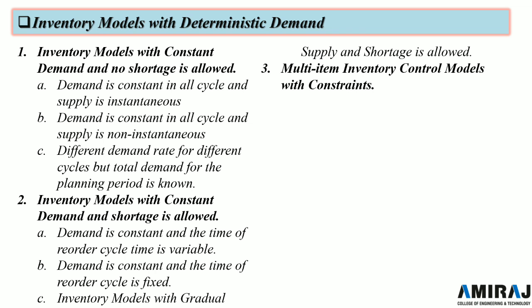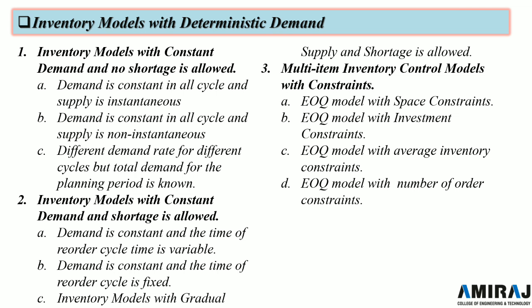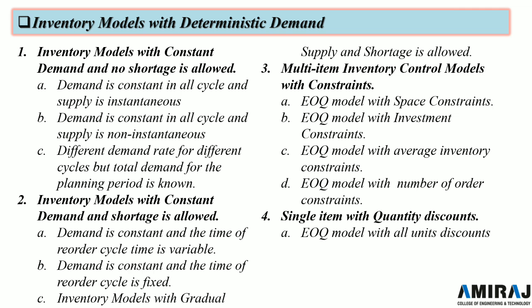Another inventory model is the multi-item inventory control model with constraints, in which there is the economic order quantity model with space constraint, model with investment constraint, model with average inventory constraints, and EOQ model with number of orders constraints. Fourth model is single item with quantity discount, in which the EOQ model with all unit discount and incremental quantity discount is given.